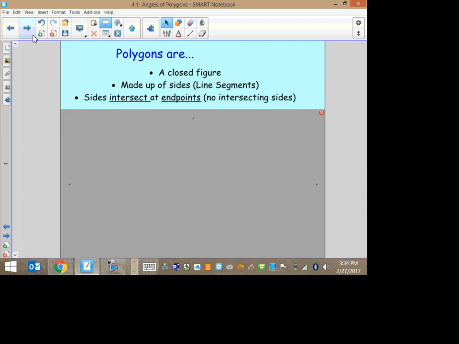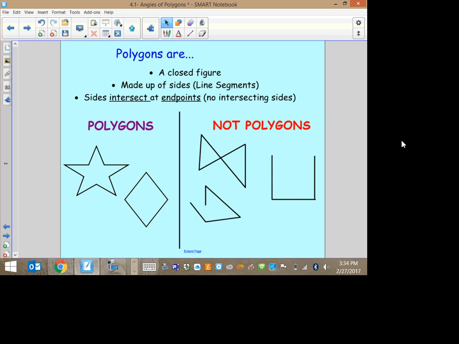So first of all, many of you have heard of a polygon before. A polygon is a closed figure, and it's made up of sides, in other words, line segments. And then the sides intersect at endpoints, so there are no intersecting sides. Polygons, you can see here on the left, are all closed figures. On the right, there's a couple here that have open spaces, making them not polygons. And this one right here, you can see that there's intersecting sides, and so that is not a polygon.